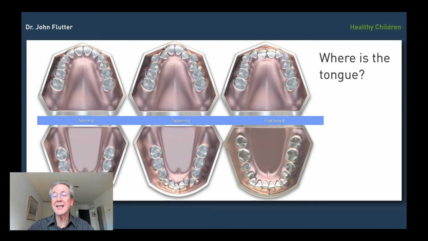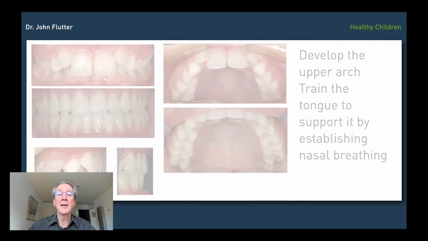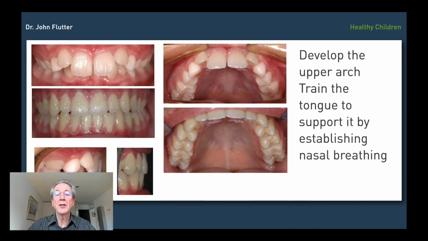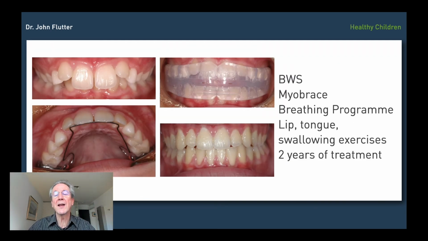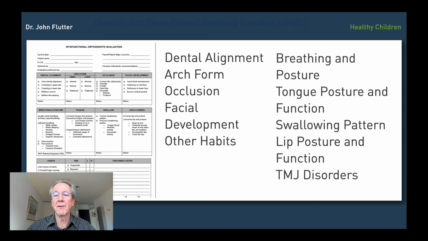If we can take that arch form when the children are young in the mixed dentition and change the shape of the arch form, and then train the tongue to support that new arch form, train the children to keep their lips together, to breathe through the nose, and keep the tongue in the roof of the mouth, then we can support the new arch form. This tends to suggest it's not a genetic abnormality, but that these malocclusions are a result of incorrect or poor tongue and lip posture from very early in life.